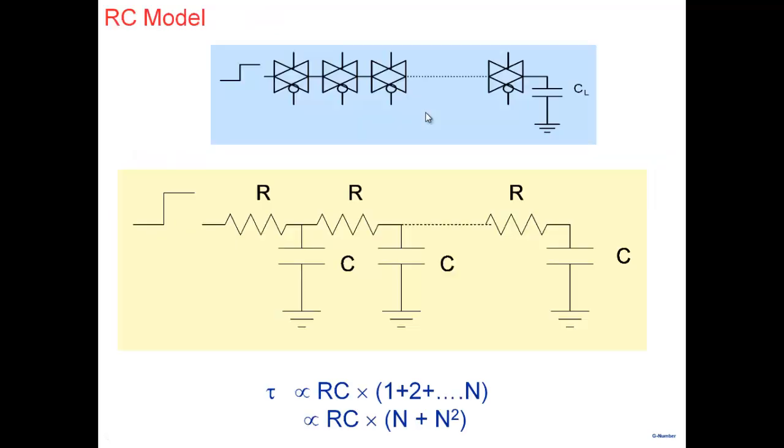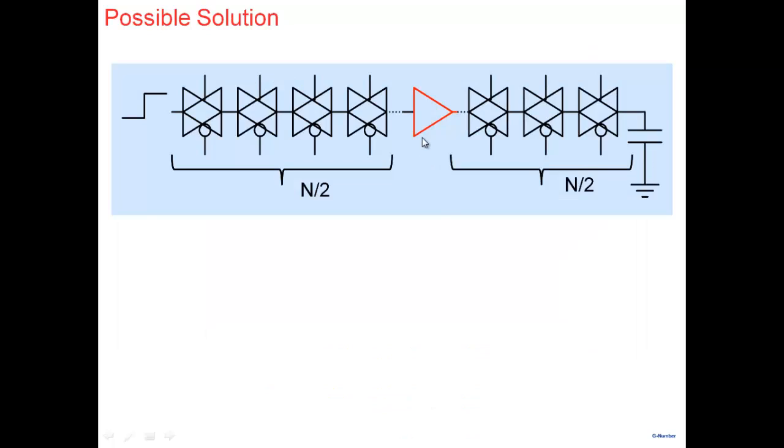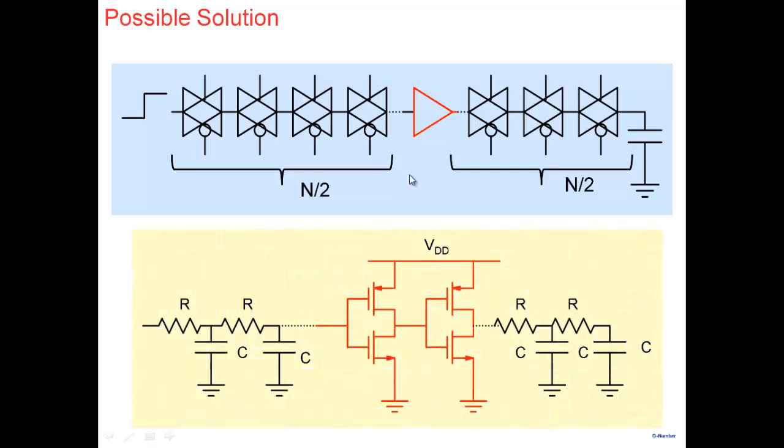If the delay is becoming very large, N plus N squared, you break it up in the middle and add a buffer. So now let's say I had N transmission gates in series. We break it up into N by 2 and N by 2, and in between we put a buffer. Effectively, you have one transmission line, RC, RC, RC here. Then you have a buffer, which in simple terms is two inverters in series. And then this is another RC, RC here.